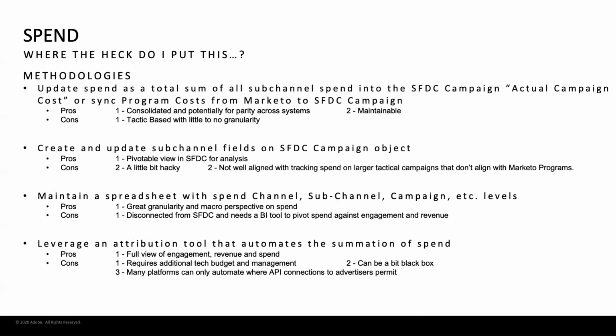It's tactic-based though, so there's not granularity. You're not showing how much you spent on this particular webinar on LinkedIn versus another. And so that may be a challenge if you're trying to use this particular field in later reporting to pivot against that. I've also seen some people who create a hierarchy of different fields on the campaign object. So this is our spend for LinkedIn, this is our da-da-da. It is pivotable. You can do some additional analysis. I find it a little hacky.